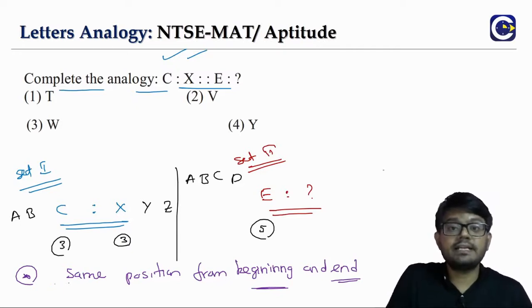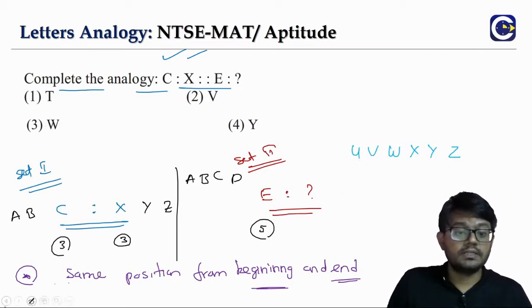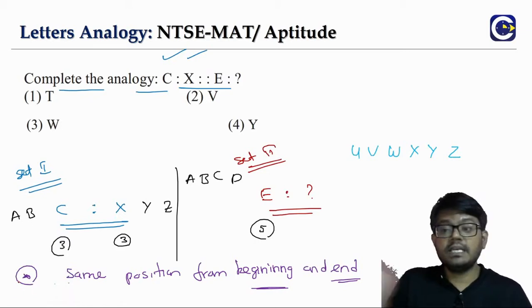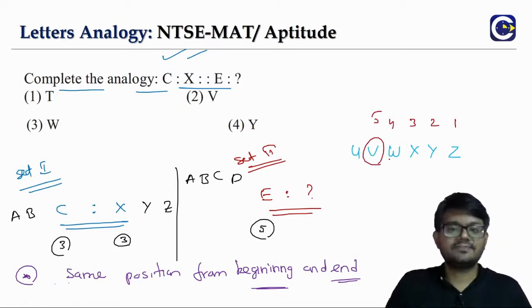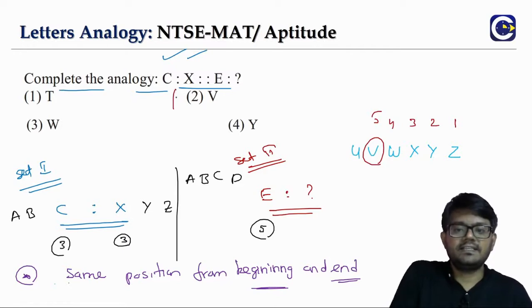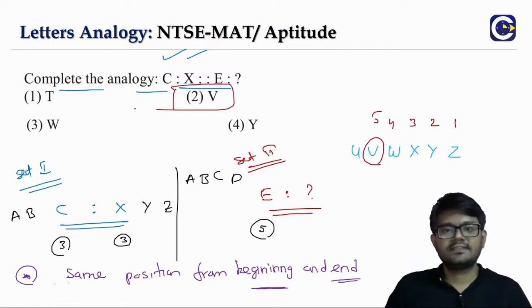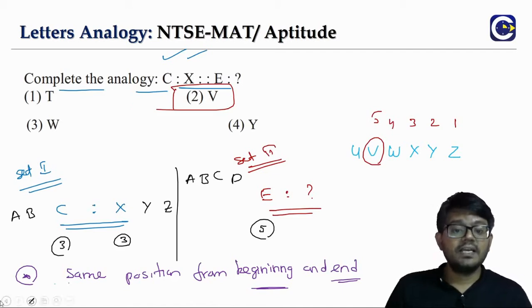You should also practice writing them in the reverse direction. Z, then Y, then X. Already we have done it. Then W, V, U. I think that is sufficient. So we have to choose the fifth from the last. 1, 2, 3, 4, 5. So the fifth from the last is V. That's it. So what is the second set? It is E and V.